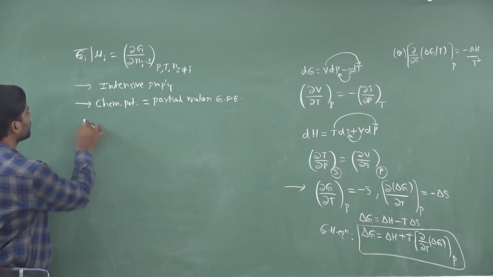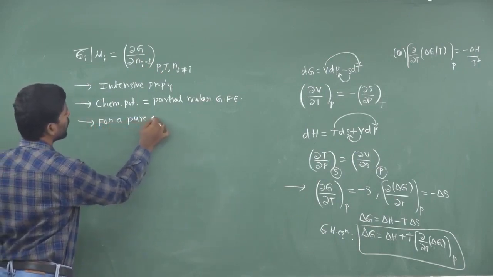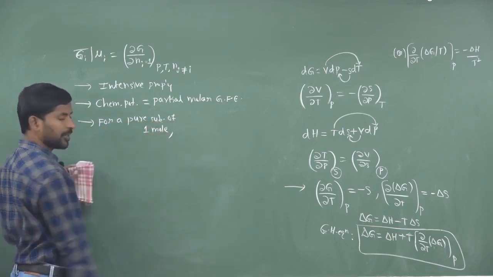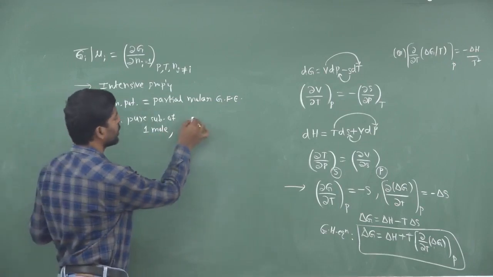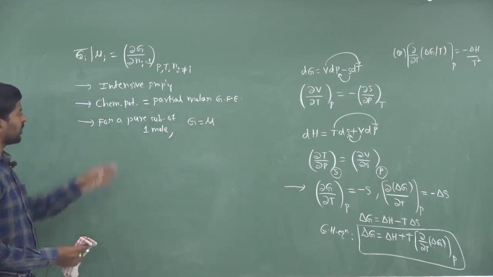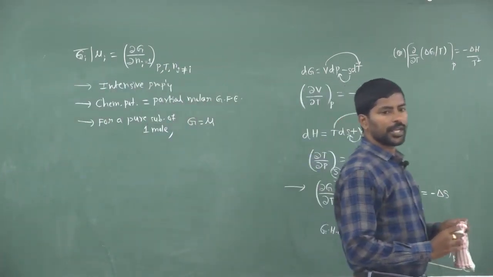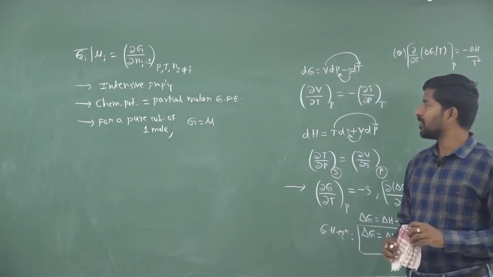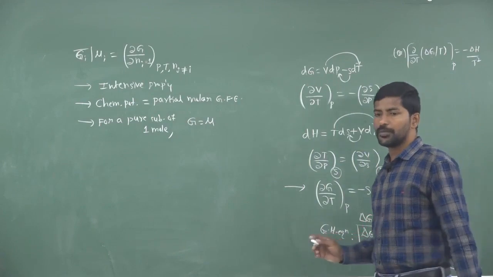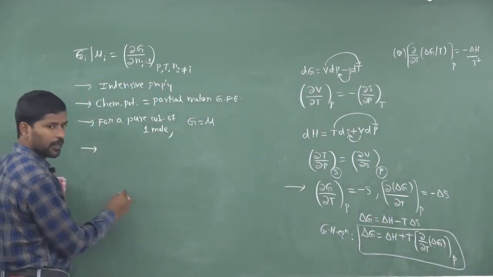And for a pure substance of 1 mole, what is the relation between chemical potential and Gibbs free energy? Chemical potential and Gibbs free energy are both the same. This was also given previously in TSDL. For a pure substance of 1 mole, G and mu are both the same. Okay, and what is the importance of chemical potential?